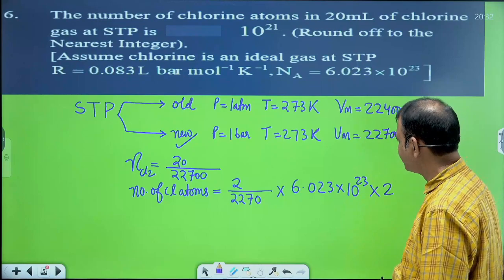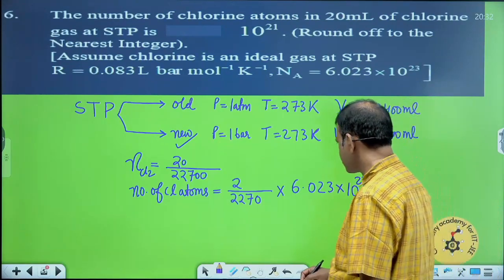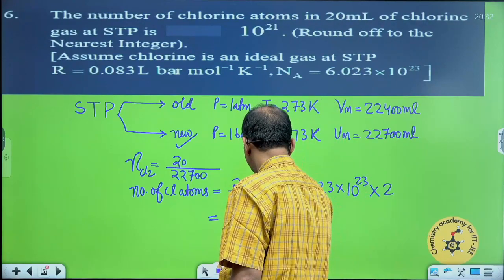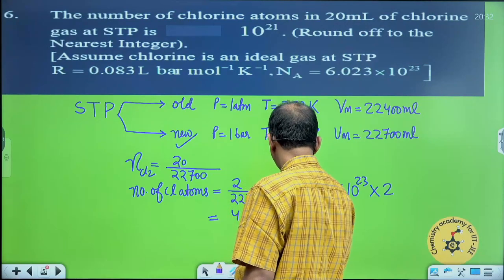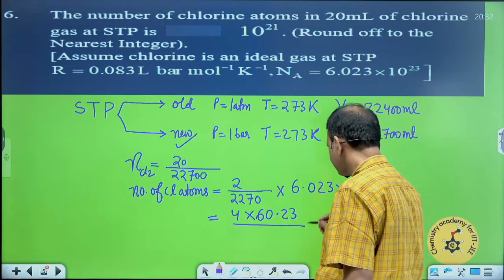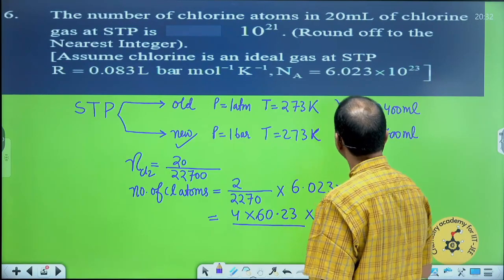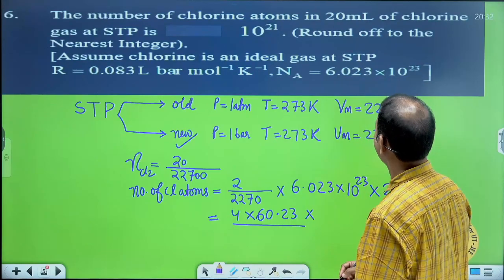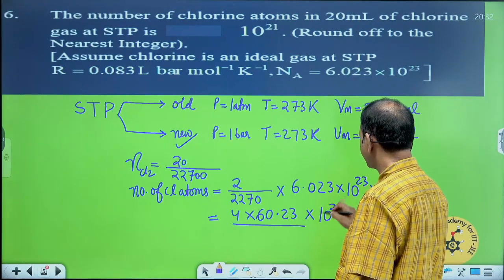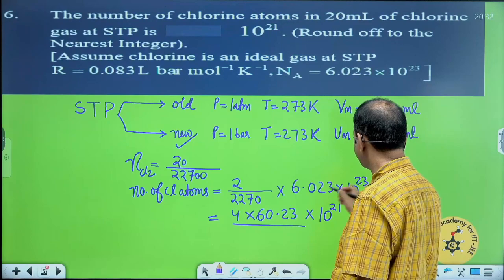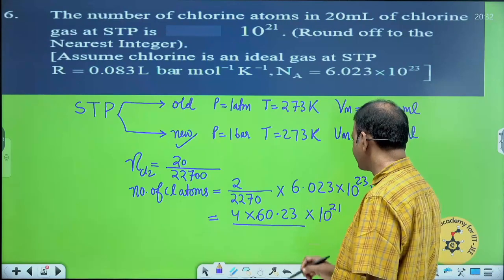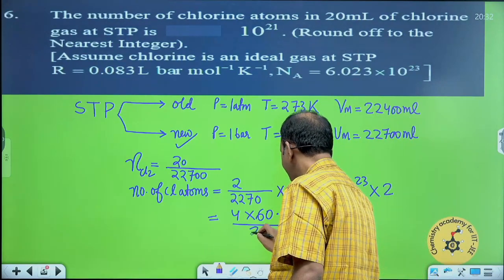So now if I simplify this, this will cancel out and we can write that this is equal to 4 into 60.23 divided by, if this 0 is cancelled with this one, there is 10 to the power 21, right? Because we have to write here 10 to the power 21. So if I put 10 to the power 21, 1 zero is cancelled out here, and here if I multiply this by 10, it is 60.23. So 4 into 60.23 into 10 to the power 21 divided by 227.